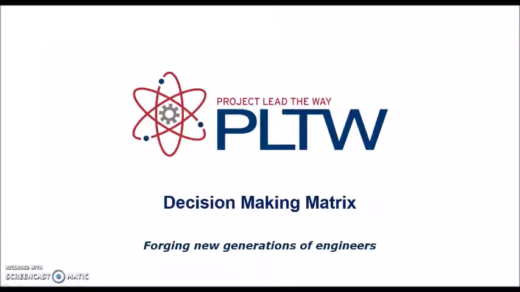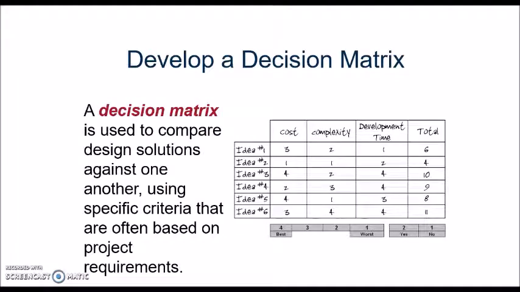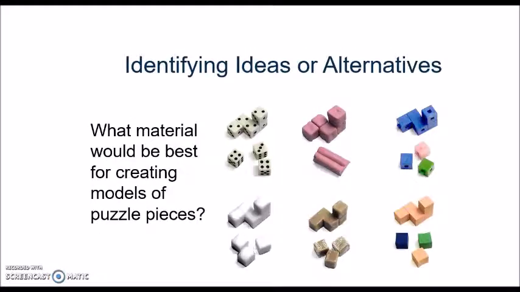Hello and welcome to how to use a decision matrix. A decision matrix is basically a matrix or grid or chart or table or whatever you want to call it that helps you to compare different ideas and make a decision that's based on criteria instead of emotions or opinions. First you have to come up with lots of different ideas, and in this particular case they're saying that some students are going to build some 3D puzzle pieces, and they want to know which material would be best, and they're going to use a decision matrix to decide that.